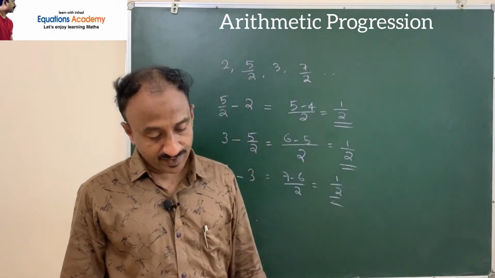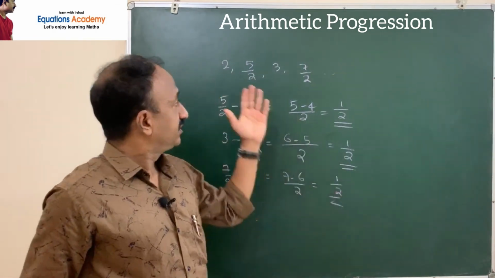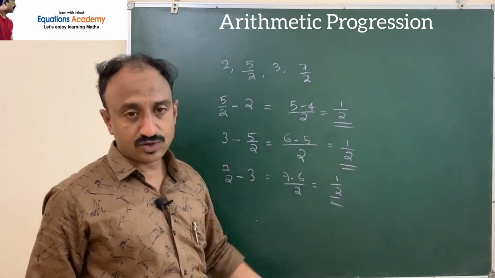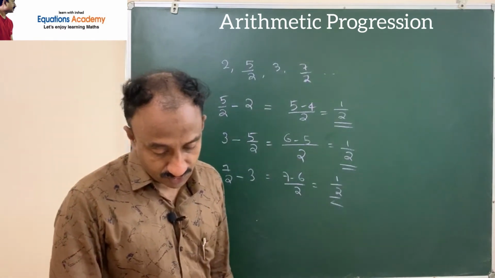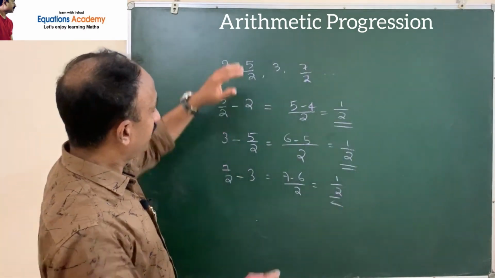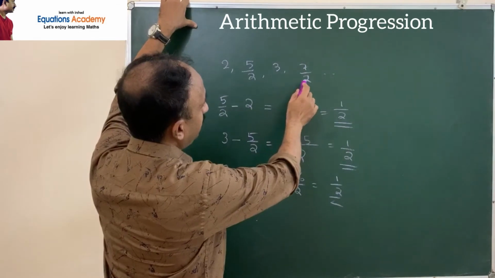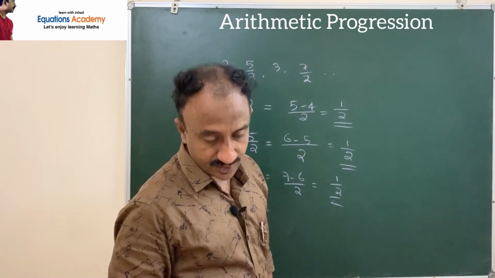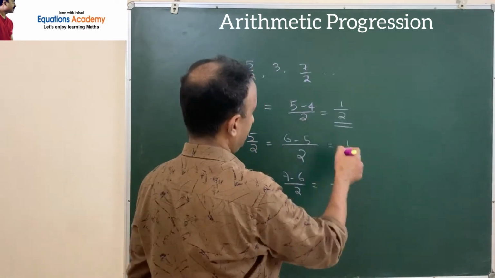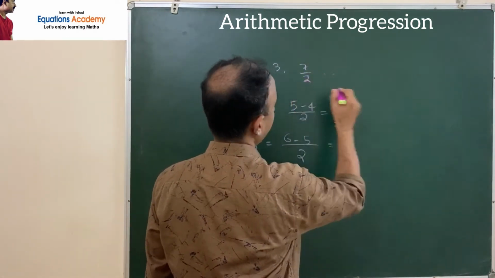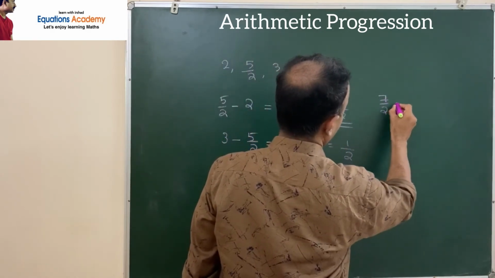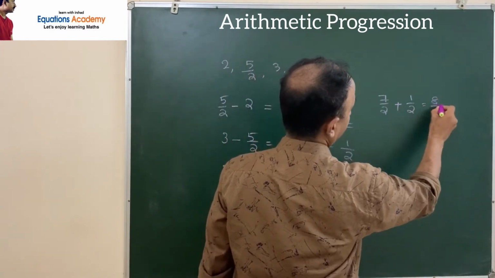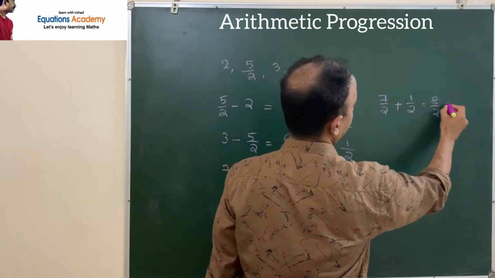Our question was which of the following are APs. So, this is an AP. If it is an AP, find the common difference. We got the common difference. Then what is the next question? Write 3 more terms. The fourth term was 7 by 2, plus the common difference 1 by 2, equal to 8 by 2, which is 4.